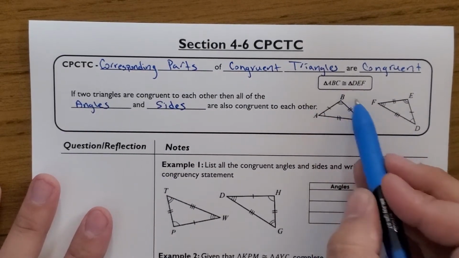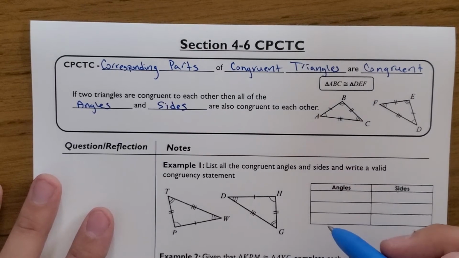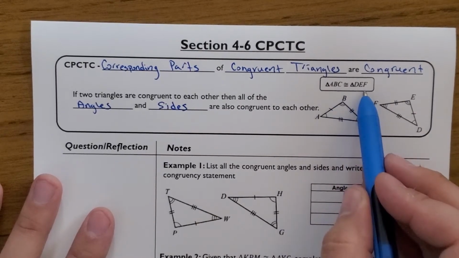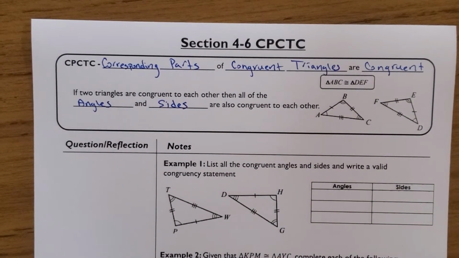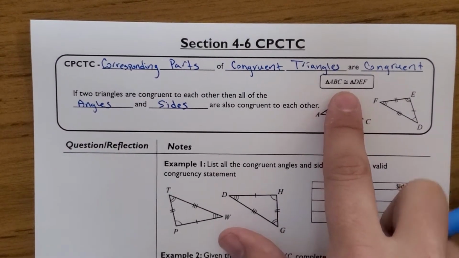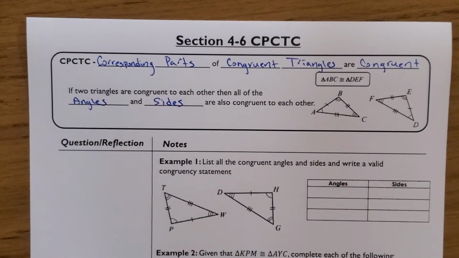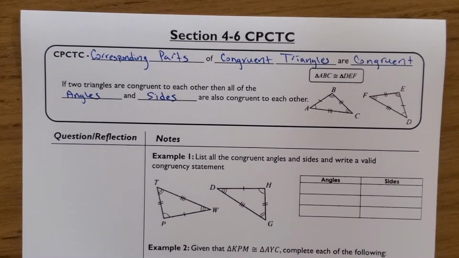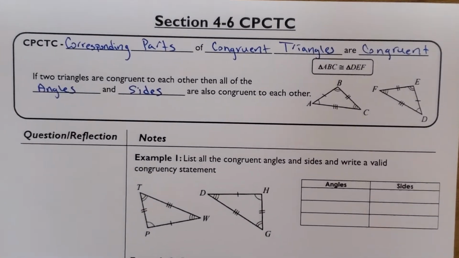A goes with D, they're both the first letter. B goes with E, they're both the second letter. And C is congruent to F, and they're both the third letter. That's going to be really important as we go through this, is this congruency statement lines up and matches. So if you have to write your own, you've got to make sure that you're writing it in a way that fits the statement to make the triangles go together correctly.